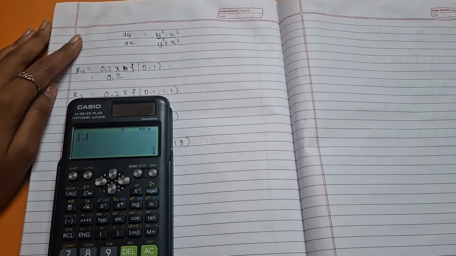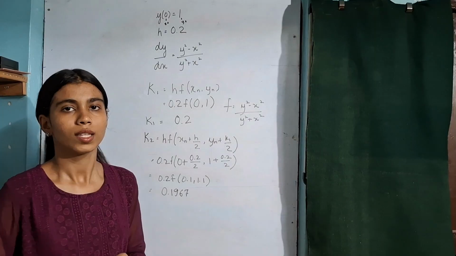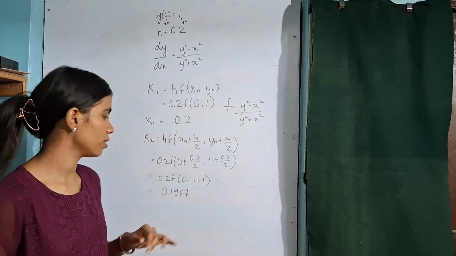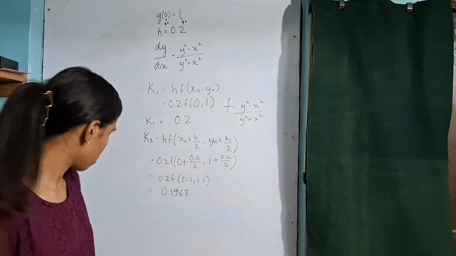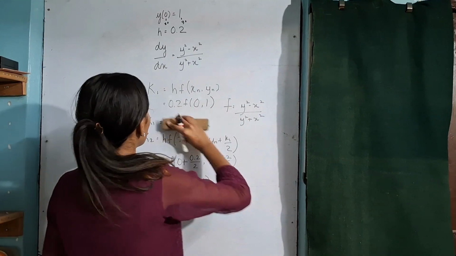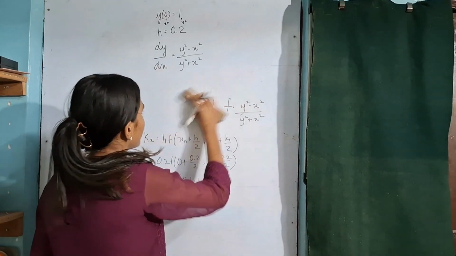The value of y is 1.1 and the value of x is 0.1. So your value of K2 is 0.1967. As you all got to know the answer, that is 0.1967, after you put it into your calculator and solve the problem. I hope you're getting each and every step. It is a very easy process.